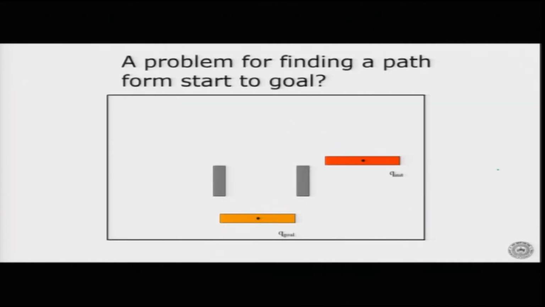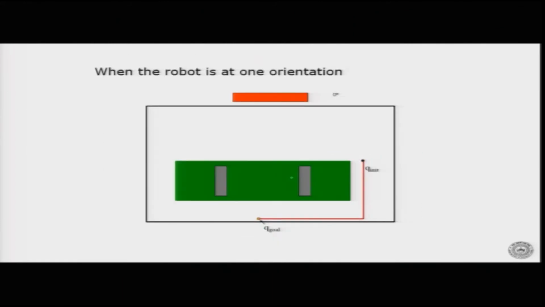Now, let us look at a path planning problem here. The path planning problem is that I have 2 obstacles, and I have a robot which has to go from Q start to Q goal. This is my start, and this is my goal point. So, it has to go from here to here. How do we start? We start by drawing the C obstacle, and my C obstacle is like this.